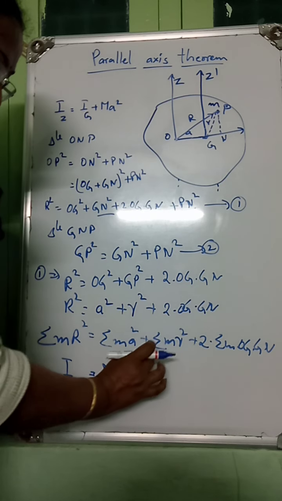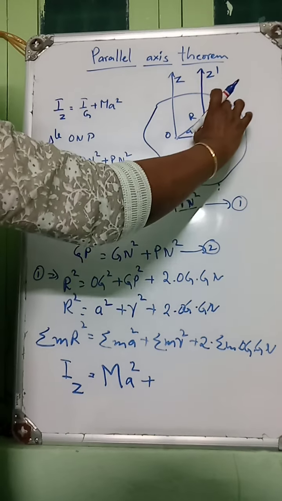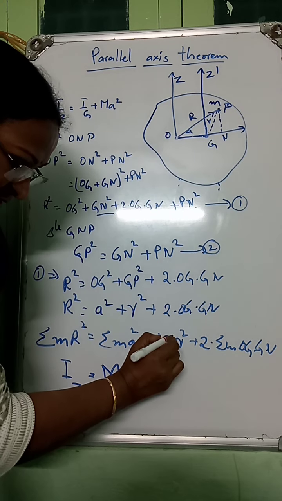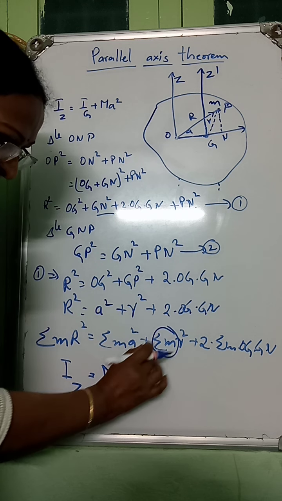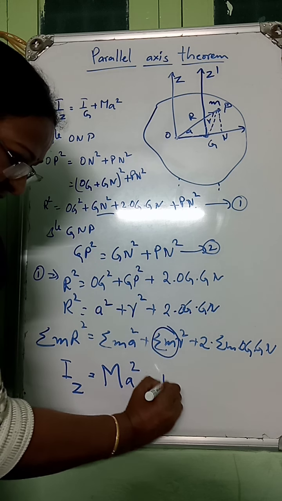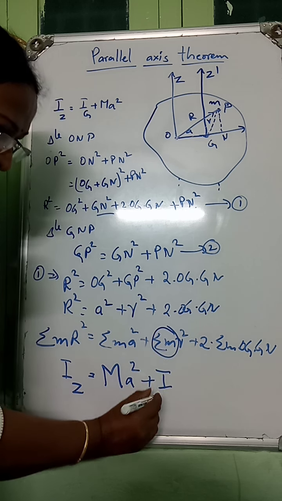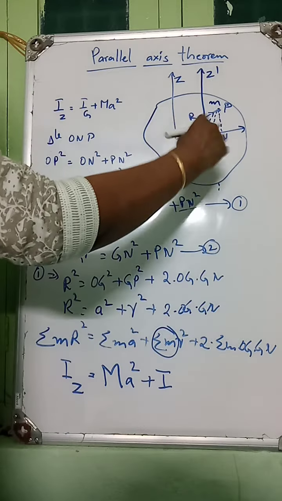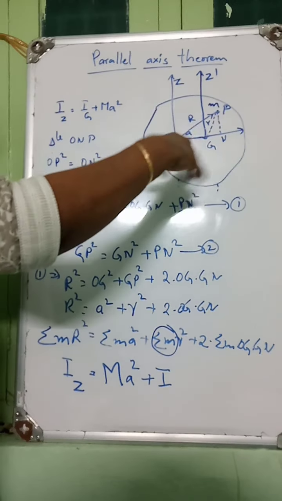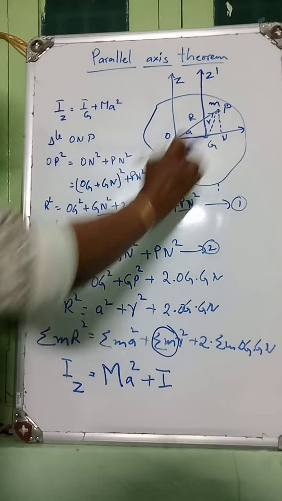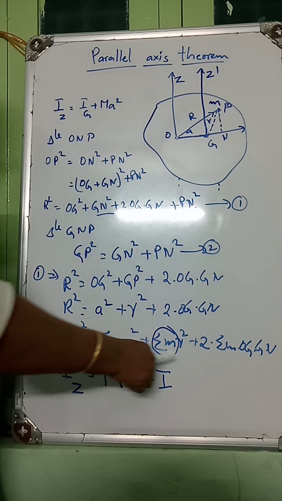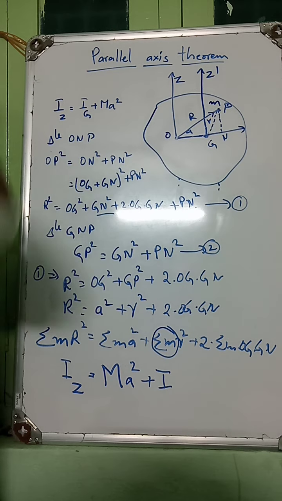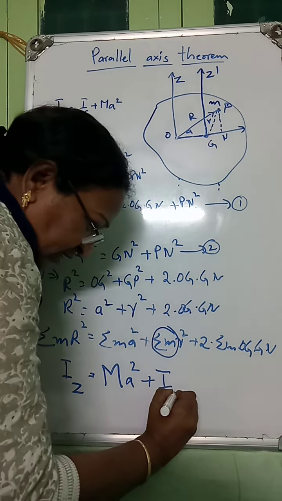sigma m into r square. What is small r? Distance of the mass from center of gravity. So this is the expression for the moment of inertia of the lamina about the center of gravity. The mass and the square of the distance from the center of gravity. r square is the square of the distance of the mass from the center of gravity. So Ig.